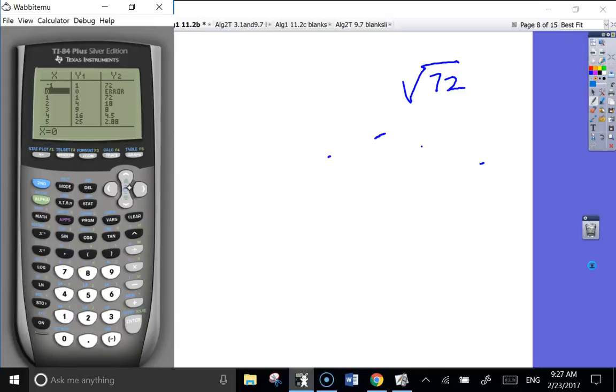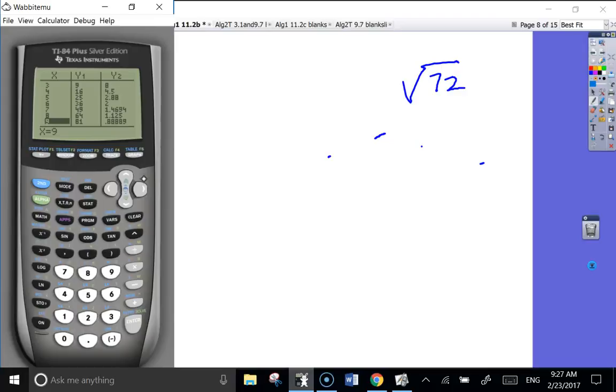And if 72 is not in the list, keep going. So 36, 49, 64, 81. It jumped right over 72. So at that point, 72 would have been right there. So jump over to that list and go up until you find the first non-decimal, which is 2.